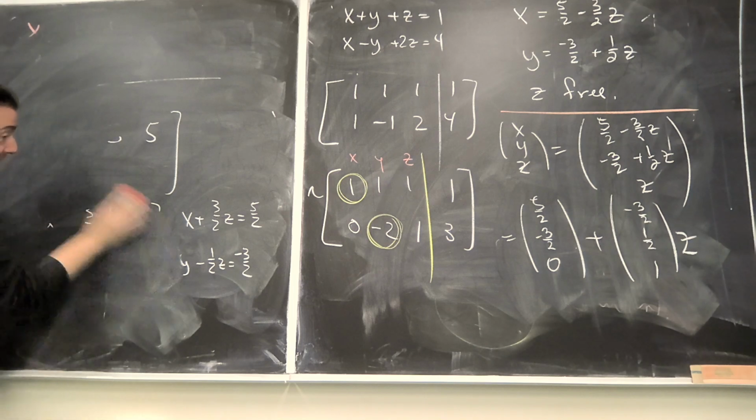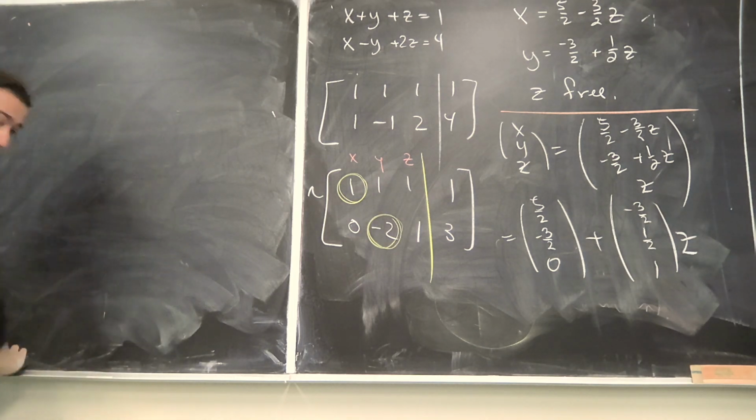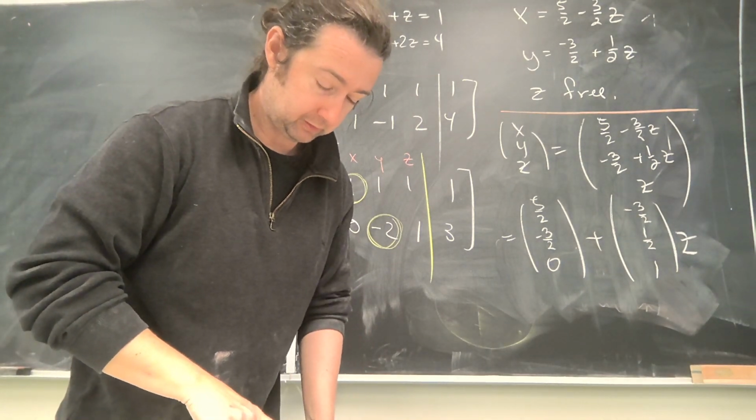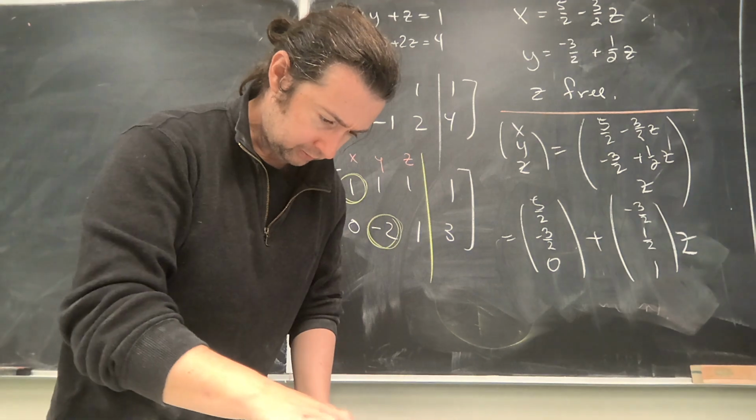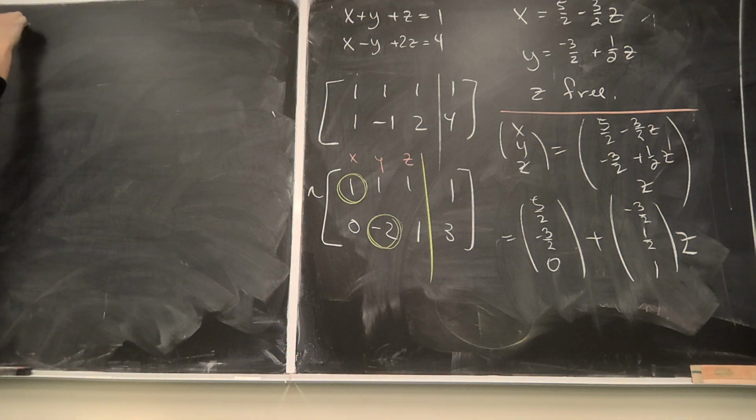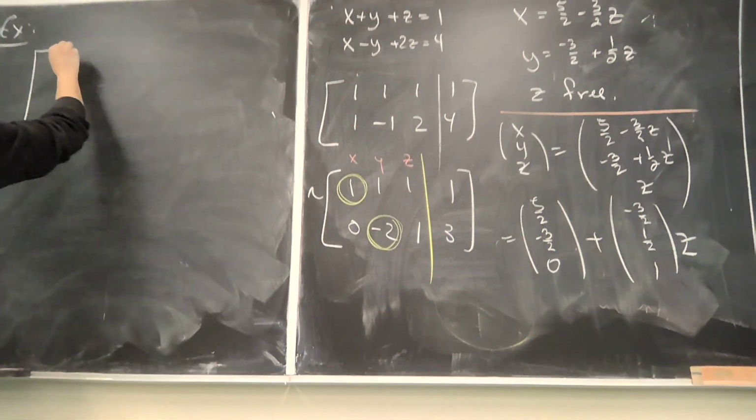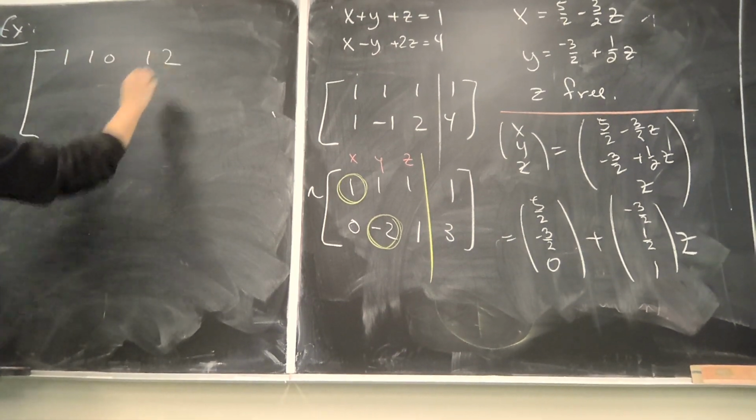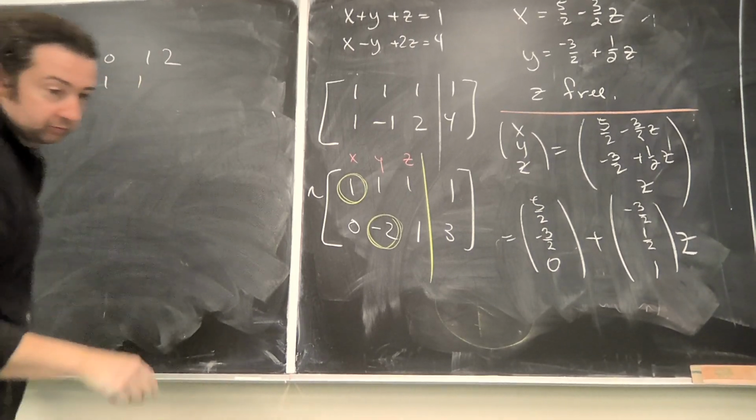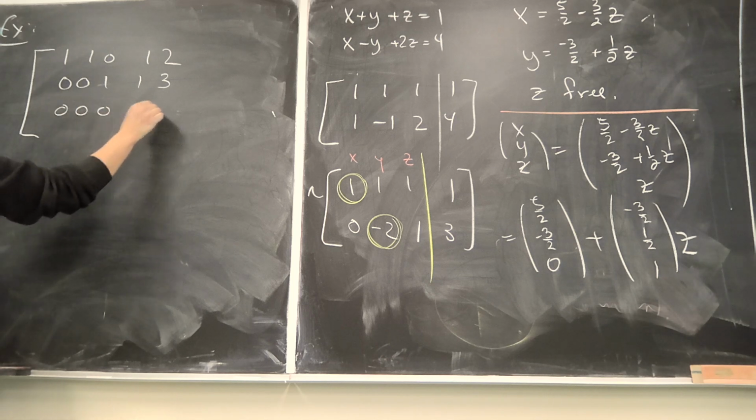So I'm just going to start with a matrix this time. Do one more calculation, just to show you what happens if there's more free variables. It's not all that surprising. Okay, so let's suppose that you had a system, so another example, that looked like this. 1, 1, 0, 1, 2, 0, 0, 1, 1, 3, 0, 0, 0, 0, 0.